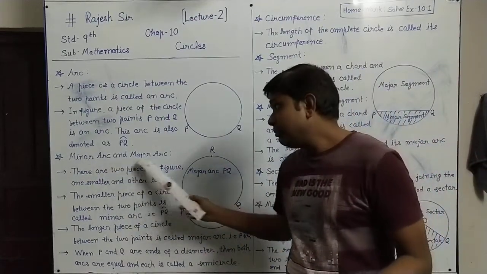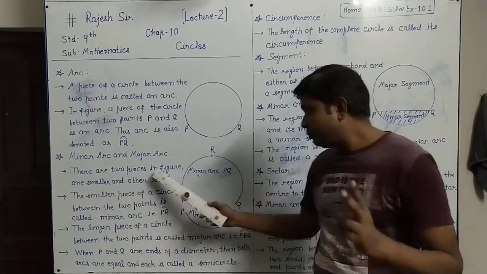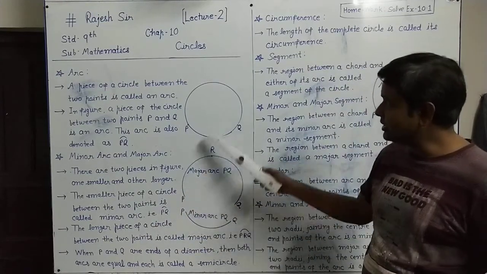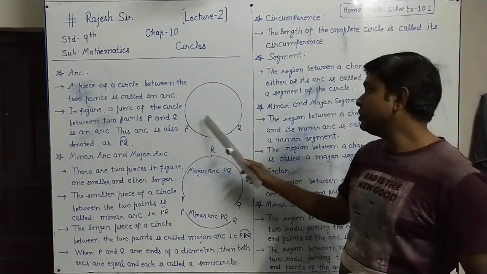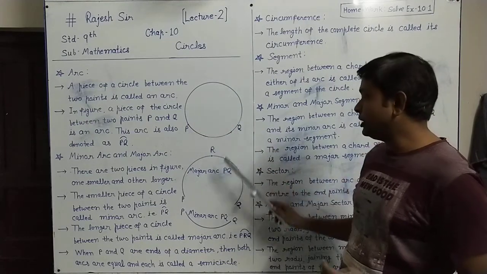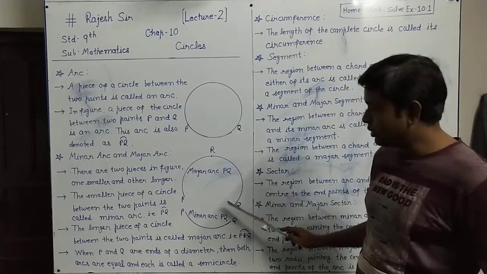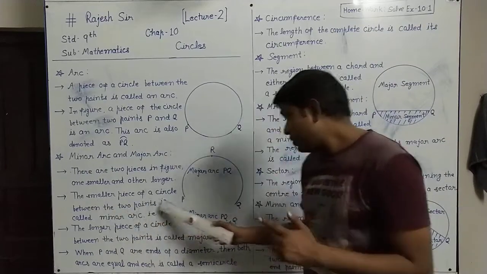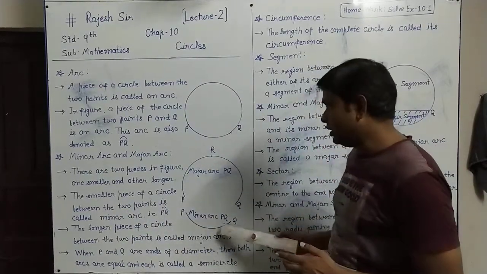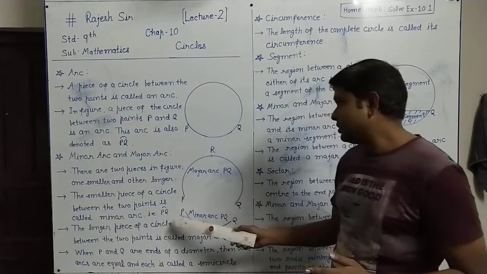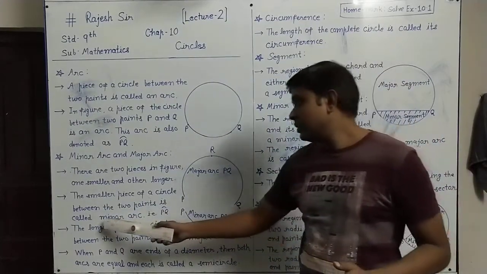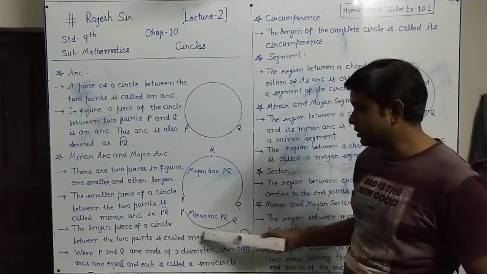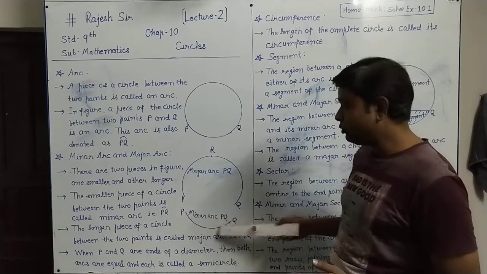Next is minor arc and major arc. There are two pieces in the figure, one smaller and the other longer. The piece of the circle between the two endpoints P and Q, this is the bigger, longer piece of the circle and this is the smaller piece of the circle. The smaller piece between the two points is called the minor arc. You can show it as minor arc PQ.